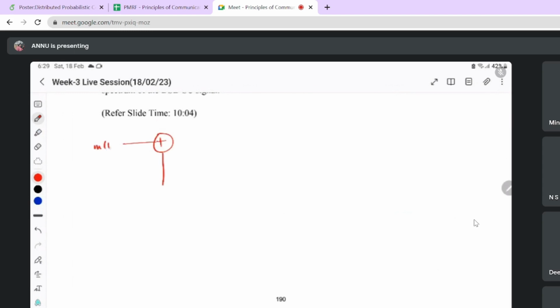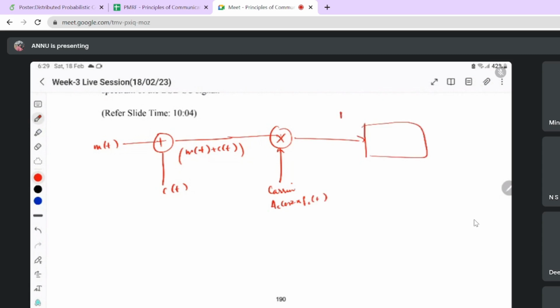So this is MT and this is CT. Modulation happens when you add the signals MT plus CT, and then you multiply it with a carrier which is AC cos 2 pi FCT, and then you get a modulated signal. Here you will have different block diagrams according to the signal required.